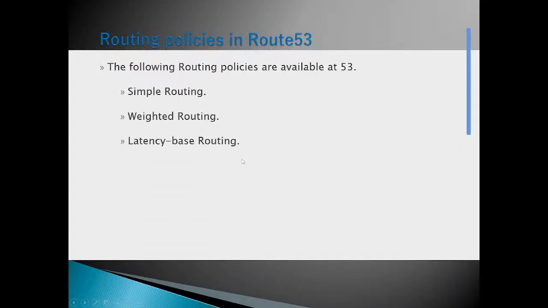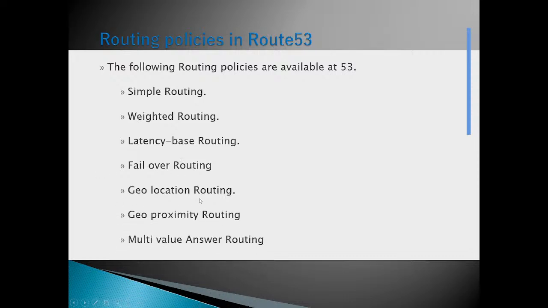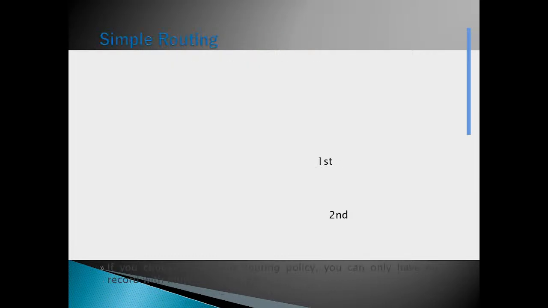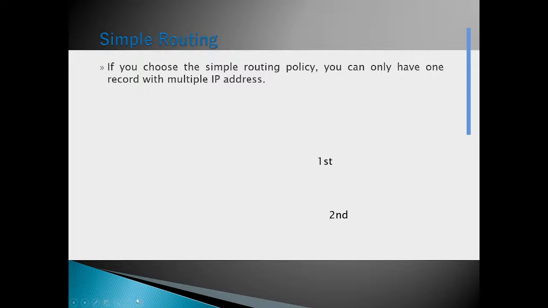So we have routing policies. The following are the routing policies available in Route 53: simple routing, weighted routing, latency based routing, failover routing, geolocation routing, geoproximity, and multi-value routing. So what are these different routings? Okay, health checks we'll talk about in some time. So what is simple routing?